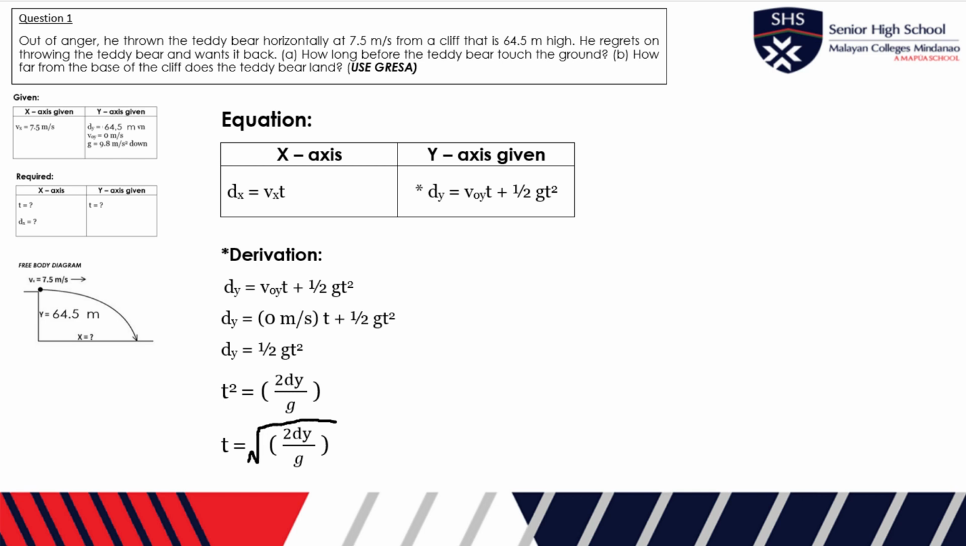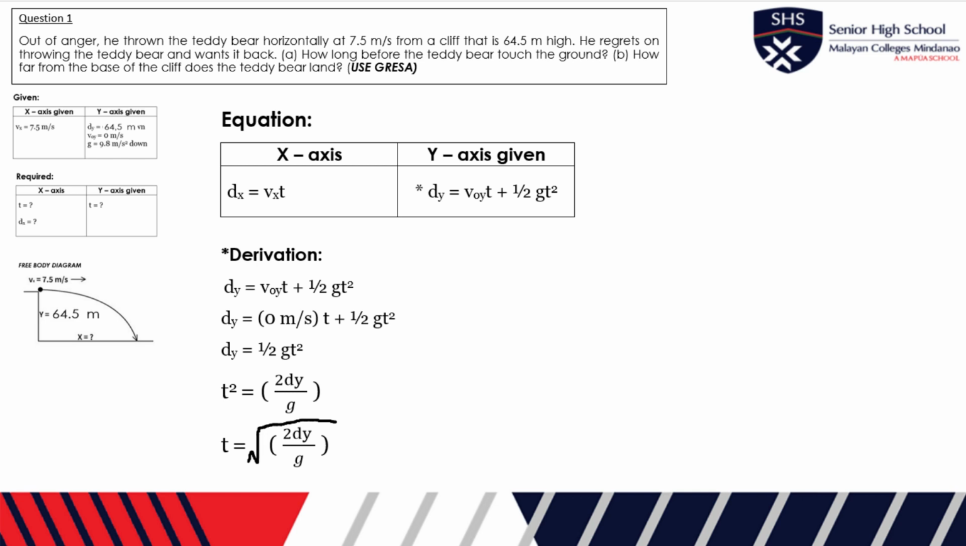Now let us copy the given equation, then substitute the values for each variable. Initial velocity in the y-axis is 0 meters per second, as we discussed earlier, multiplied by time, plus 1 half multiplied by the acceleration of gravity multiplied by time squared. Always remember that any value multiplied by 0 will be cancelled, or become 0. With that, we have just 1 half multiplied by the acceleration of gravity multiplied by time squared.